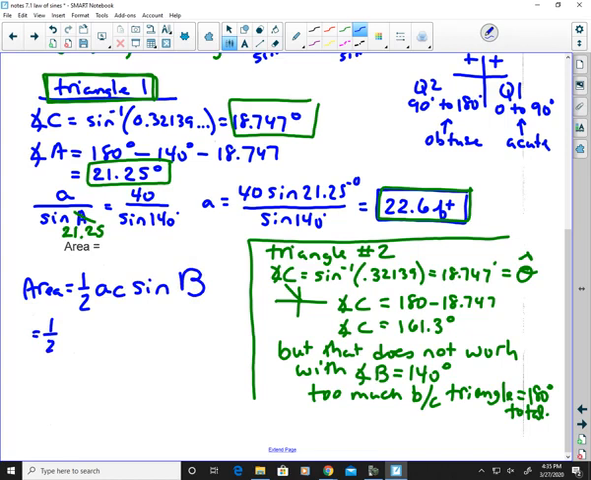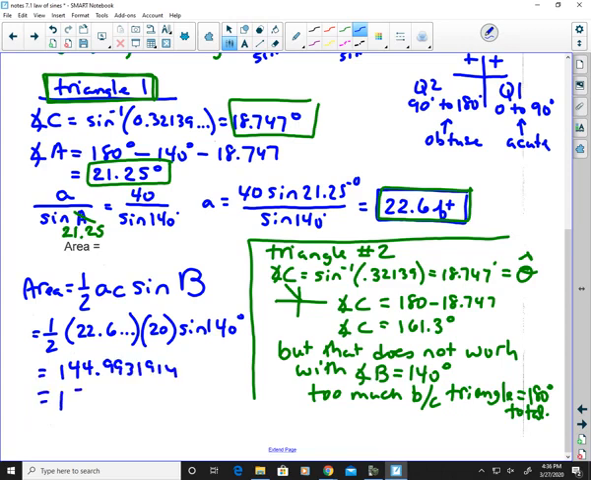So 1/2 times A, which is 22.6 dot dot dot, I'd use it long, times 20. Sine of 140. Make sure you enter it in one long calculation: 144.993. Let's call that 145. What's the units? Feet. Area is squared.